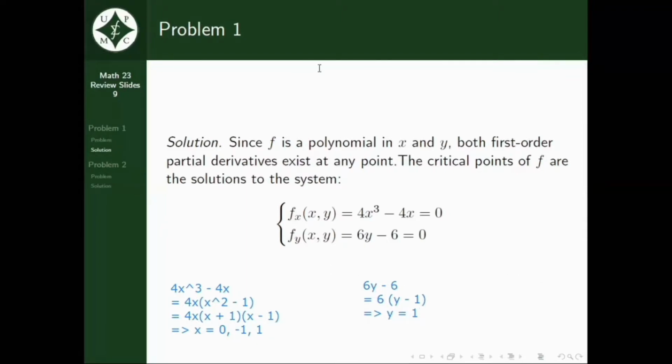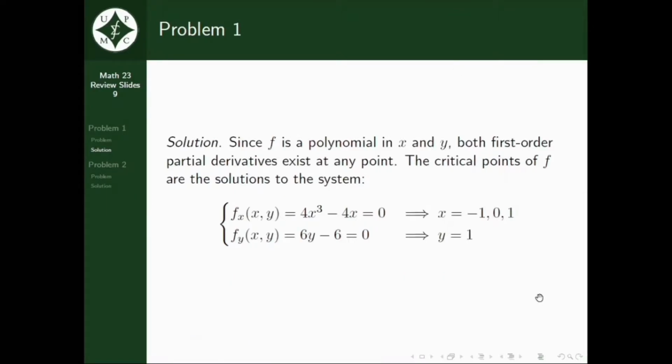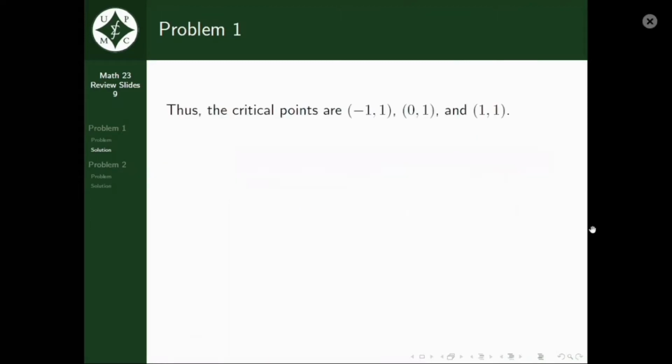Okay? So, again, bakit naging x equals 0, negative 1, 1, and y is equal to 1? It is because kinukuha natin yung values ng x and y so that the given expressions here ay both equal sa 0. And we have it here: x equals negative 1, 0, 1, and y equals 1. So that means, ang ating mga critical points ay negative 1, 1, 0, 1, and 1, 1.